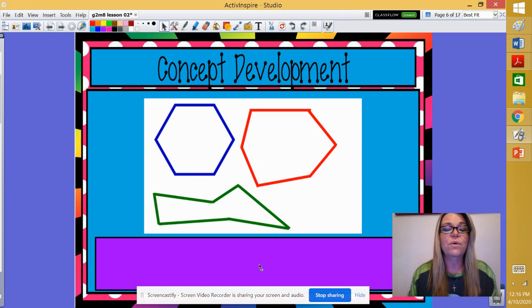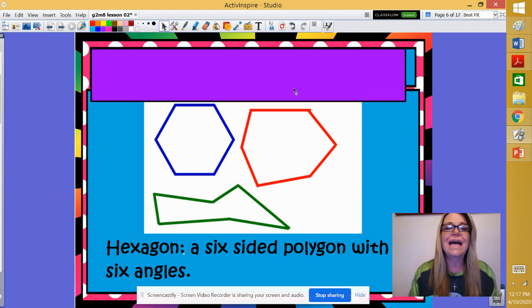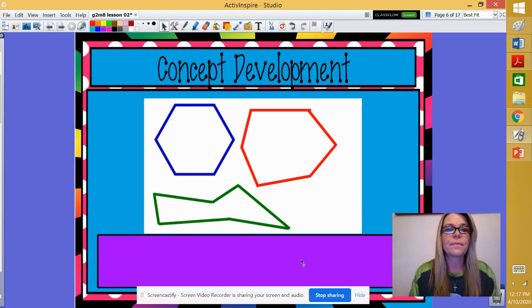Let's see what we're going to call this shape. These 6-sided shapes that are closed and have 6 sides and 6 angles are called hexagons. A hexagon is a 6-sided polygon with 6 angles. The prefix hex means 6. Remember, a polygon has to have straight sides that are closed with no gaps, no curved edges. So a hexagon has 6 straight sides and 6 angles.